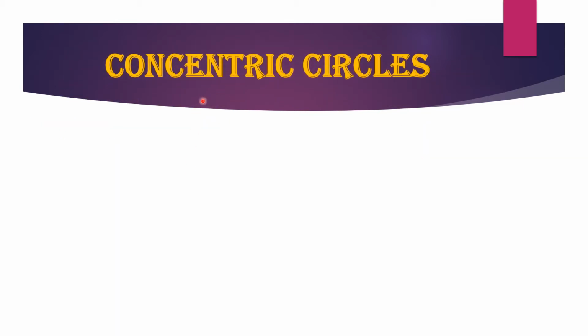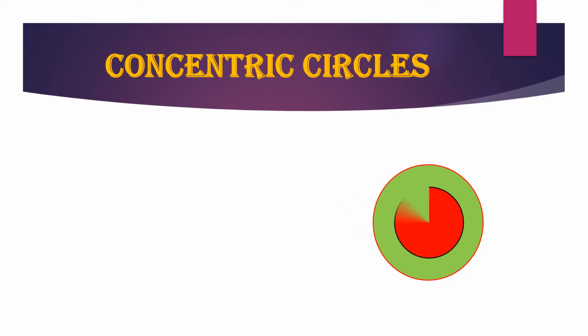Now we go to concentric circles. First we observe the diagram. This is the first circle. This is another circle. Now we observe that these two circles have the same center, but different radii.